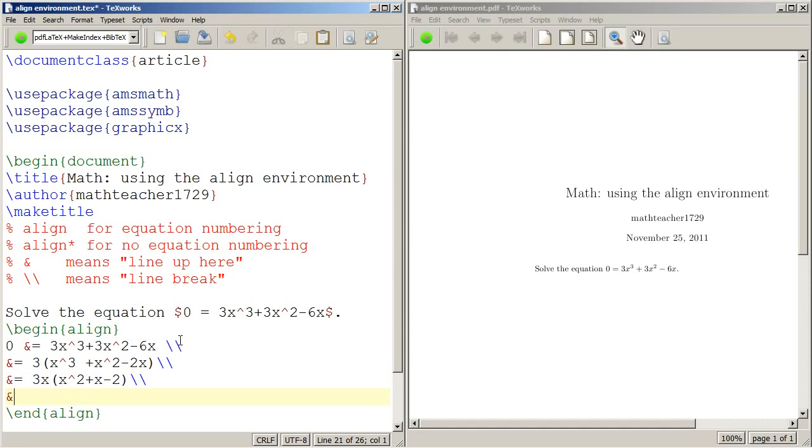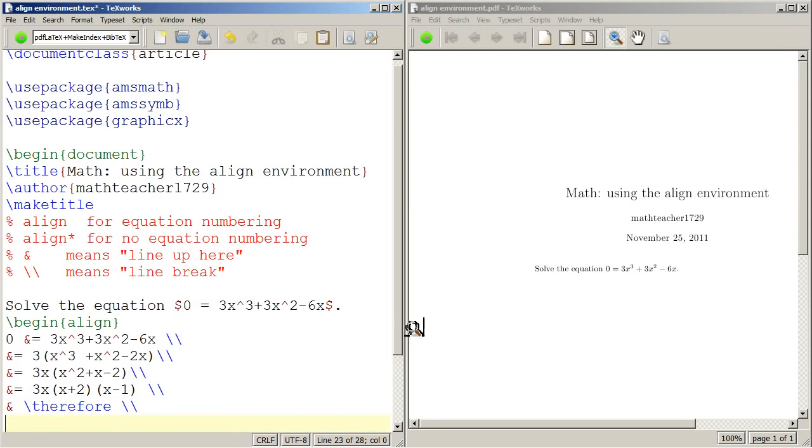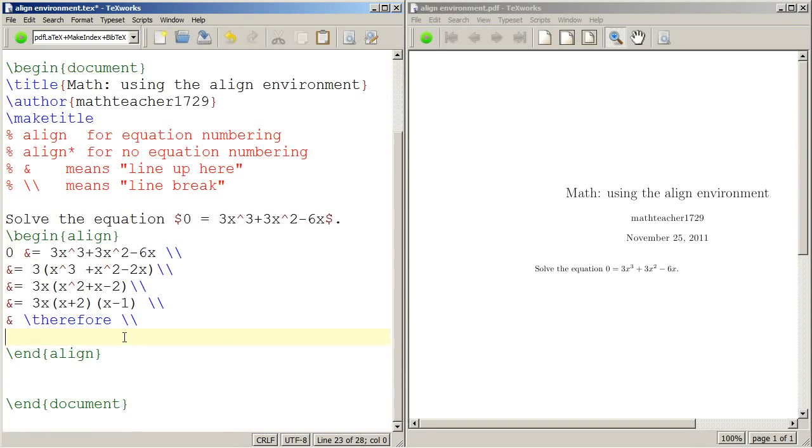And let's see, equals again. And so we've got our 3x. It looks like we can factor that. So that does factor to x plus 2 and x minus 1. Now, there's no equal sign here. What we'll do is we'll use a special math symbol, therefore. Let me scroll down just a little bit.